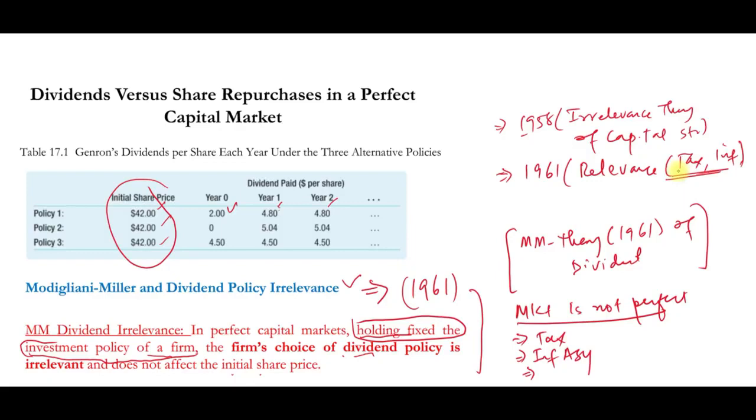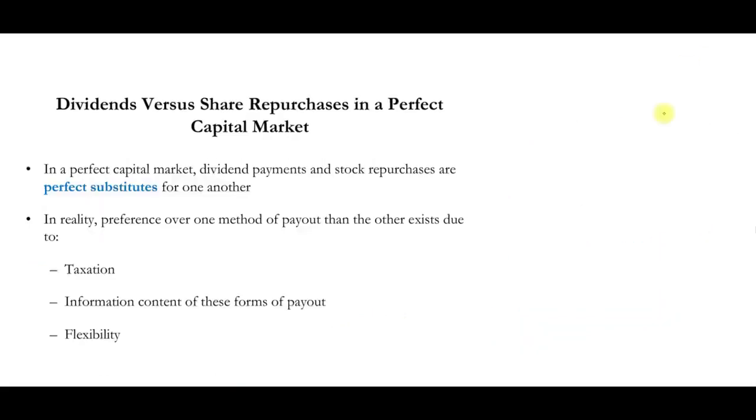Okay, so now we will see these parts. In a perfect capital market, dividend payments and stock repurchase are the perfect substitute for one another. Okay, so it does not affect the initial value of the share, but in reality this is not true. Preference over one method of payout than other exists due to, number one, there are taxes in the market. Then there is the information content of these forms of payout. It means in the market there is information asymmetry. And then we have to look at the flexibility.